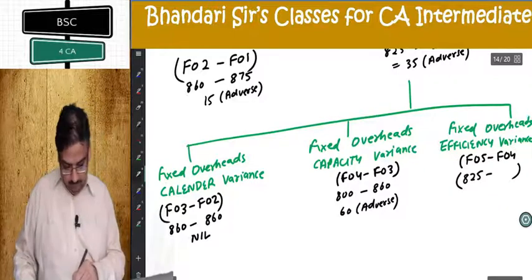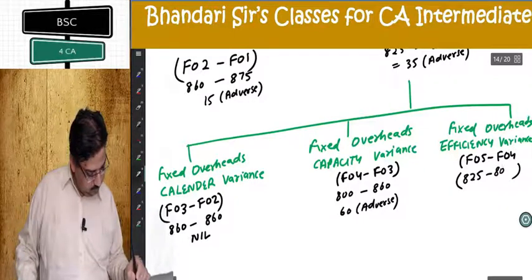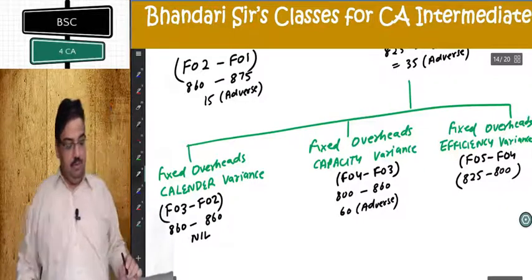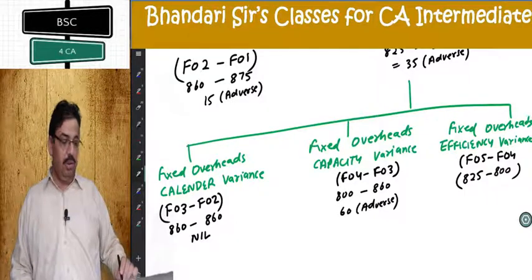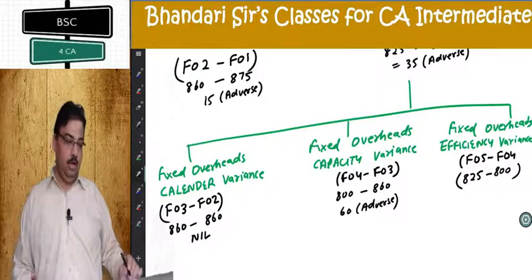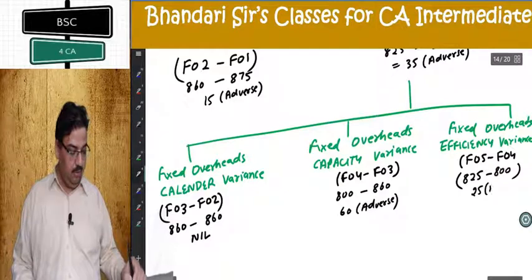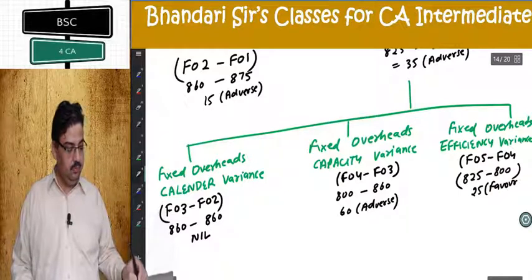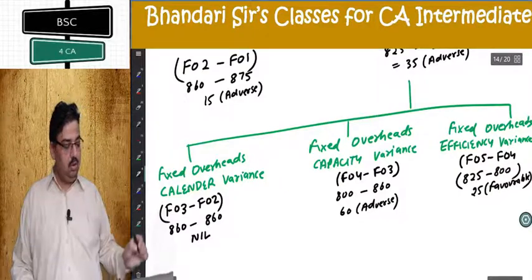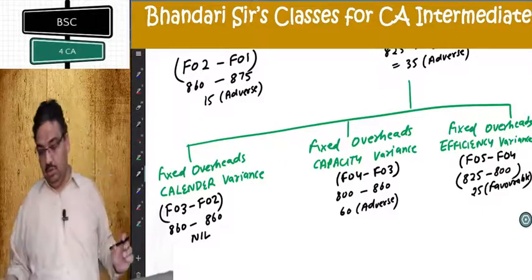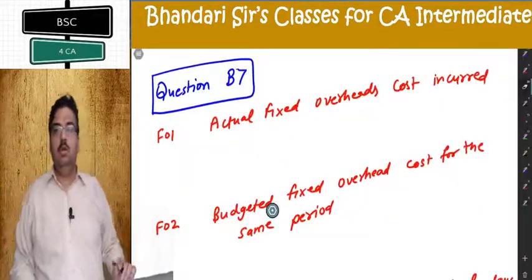$825 minus efficiency variance FO5 825 minus FO4 800, that is 25 favorable. This is complete question B6.